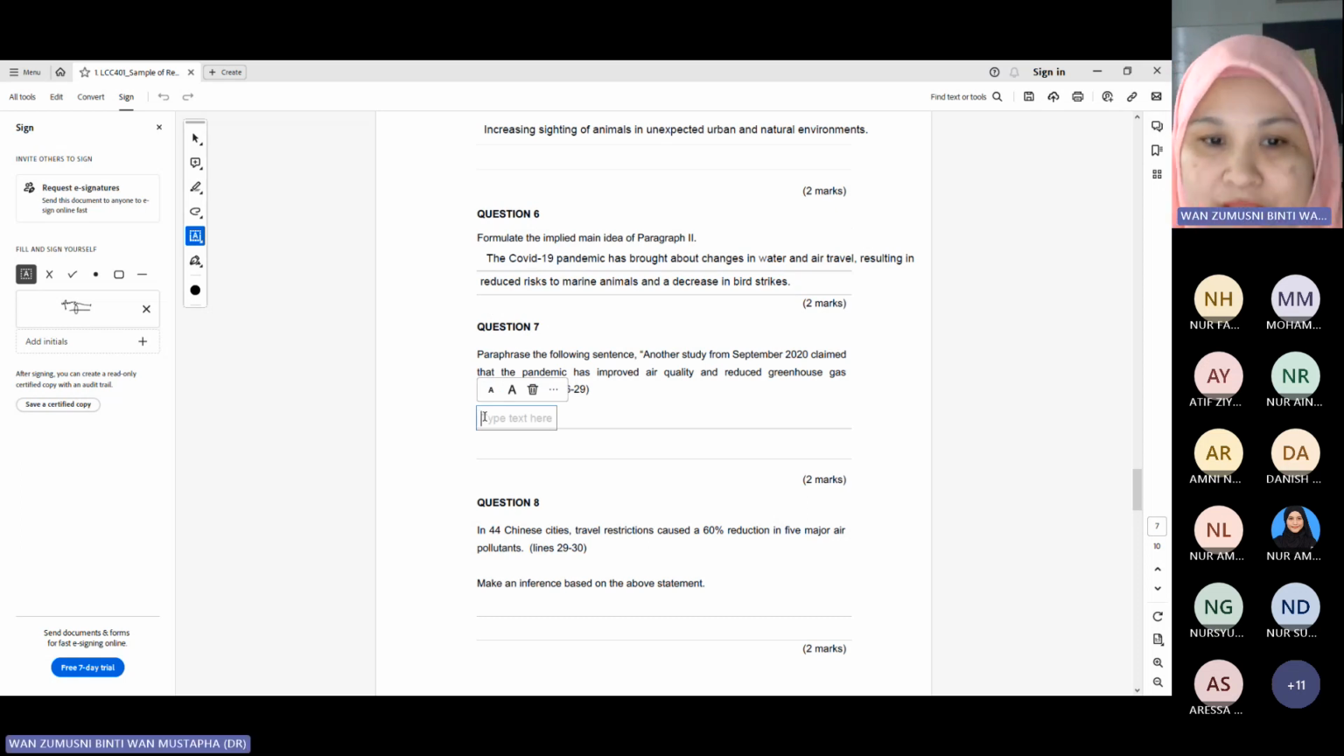Okay, question 7. We have done this in the class, right? You paraphrase a sentence taken from the Reader's Digest magazine, an article in the magazine, right? So this is the answer. I'm going to share with you the answer.